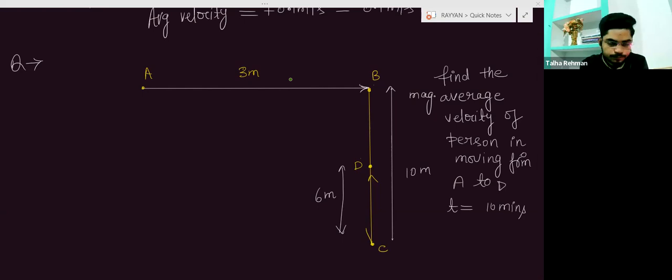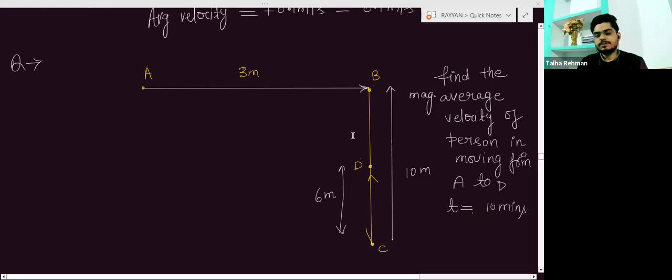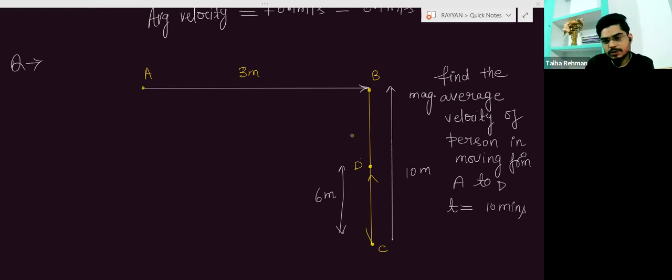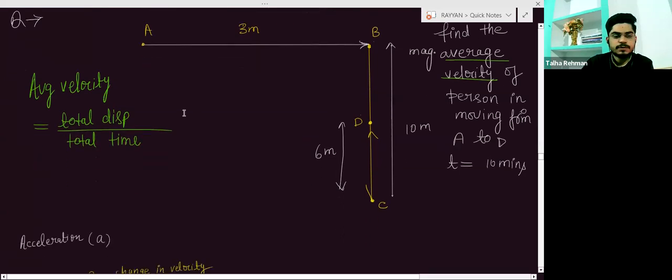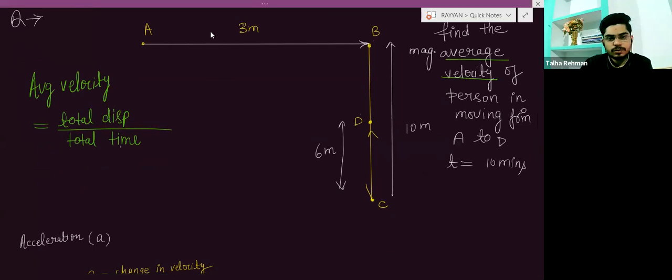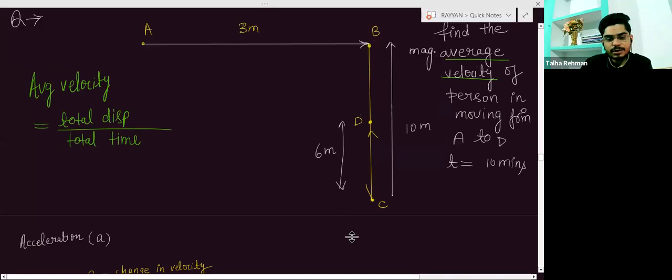Okay, sir. Okay. Now see, what is the average velocity? Average velocity is total displacement divided by total time. We know that. So somehow we have to calculate the displacement.